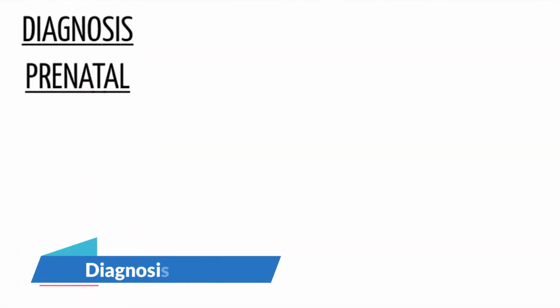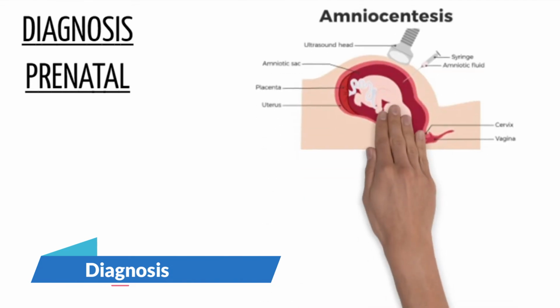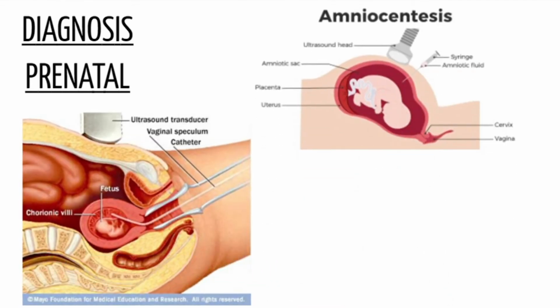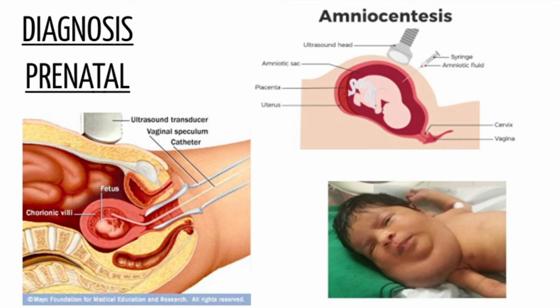Diagnosis: prenatal. Turner syndrome may be diagnosed by amniocentesis or chorionic villus sampling during pregnancy. Usually, fetuses with Turner syndrome can be identified by abnormal ultrasound findings, for example heart defect, kidney abnormality, cystic hygroma, ascites.